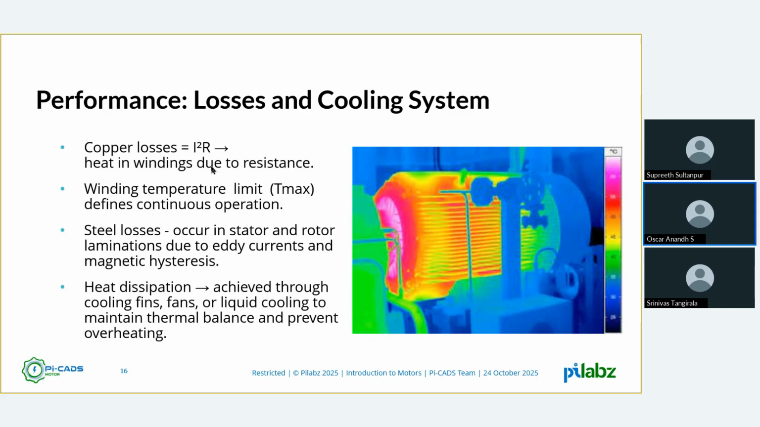This copper loss limits how much current and torque the motor can handle continuously. For example, like a phone charger heating up when drawing more current. This is a simple example.